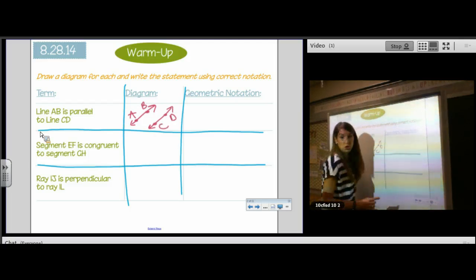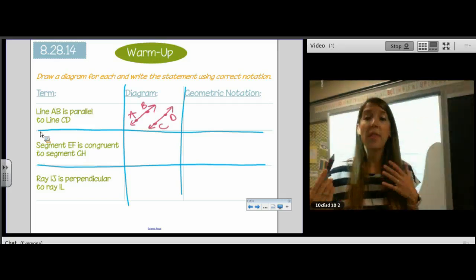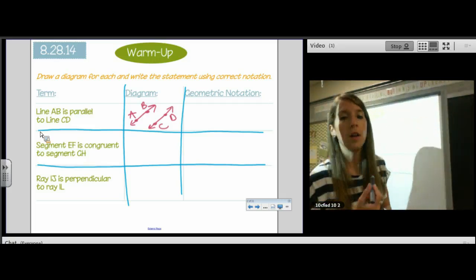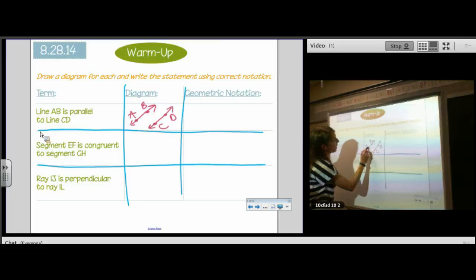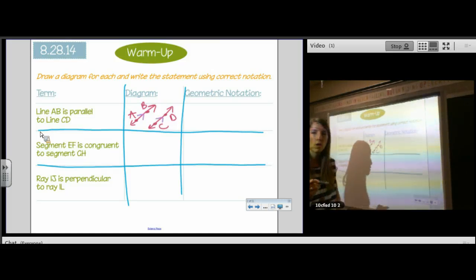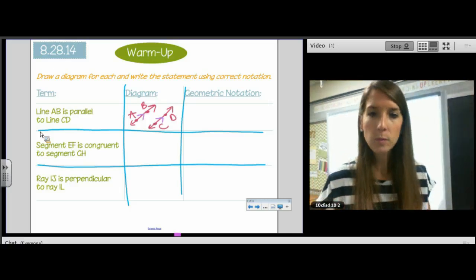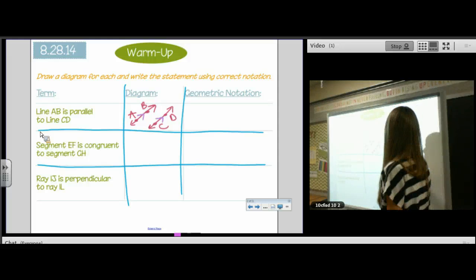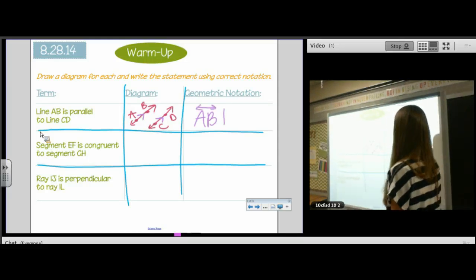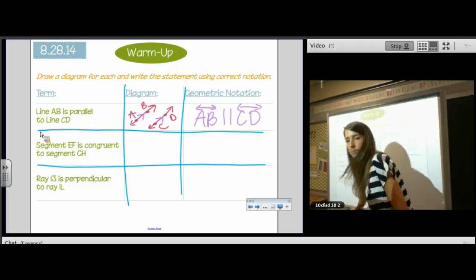And then I haven't told y'all this yet, but to show that those really are parallel, you put an arrow in the middle of the line. This line is parallel to this line. That's how you show that two lines are parallel. All right, so for the notation, capital A, capital B with a line on top is parallel to capital C, capital D with a line on top.